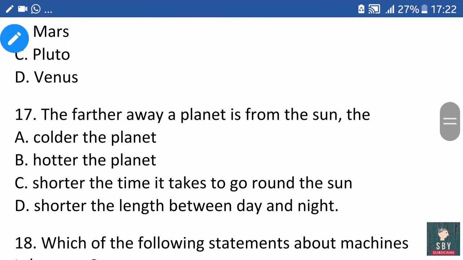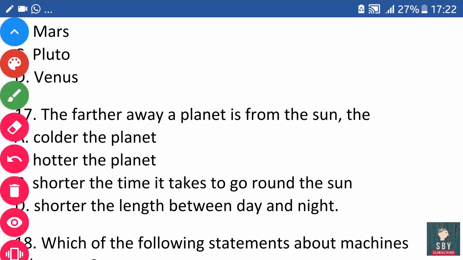The farther away a planet is from the sun, the colder the planet, the shorter the time it takes to go around the sun, the shorter the length between the day and the night. The colder the planet.